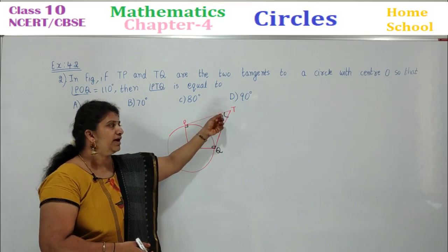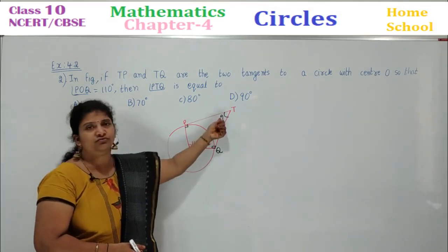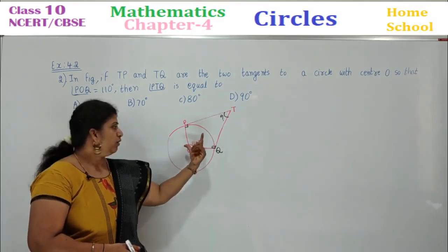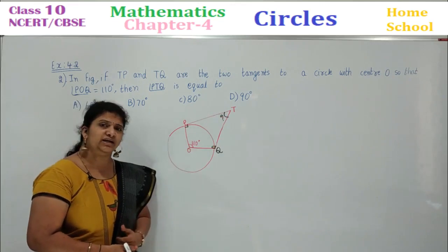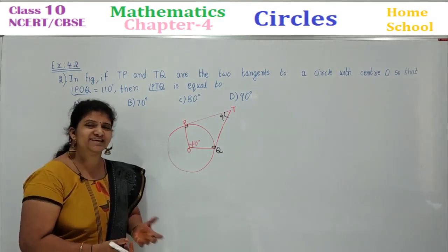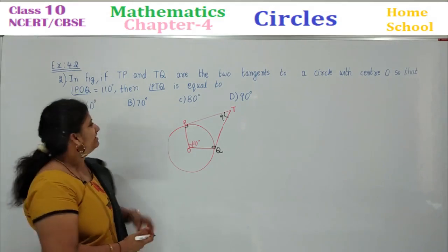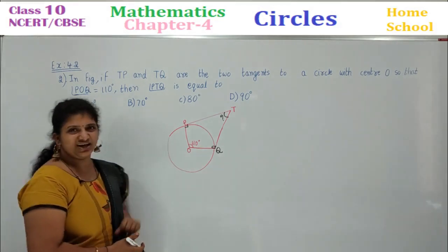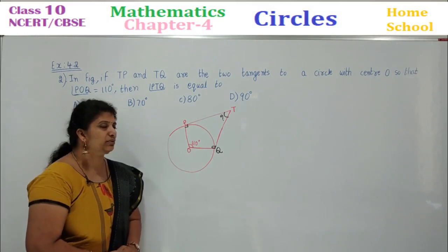Now, we need to find this. We know this angle, we need to find the other. Say now orally, 110 plus this will be 180. 180 minus 110 is how much? It will be 70 degrees. That is your answer. So where is your answer? B is your answer.